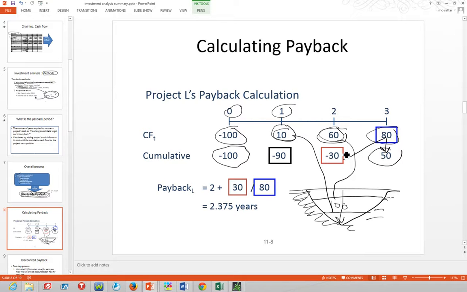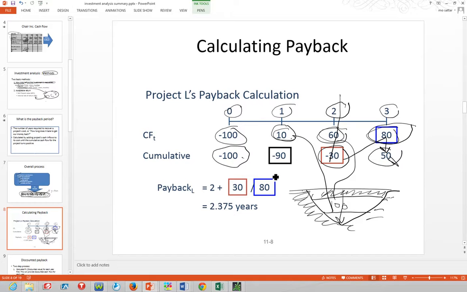So what this says is that up to the second year, where I have positive 10, positive 60, which is 70, putting it against minus 100 is obviously still minus 30. So I still have that much hole to be filled. What we need is 30,000 from next year's 80,000. And so the payback period will be 2 full years, because by this time we're still negative, which is minus 30. By the end of the third year we are positive, which is plus 50. So the answer is somewhere between 2 and 3.